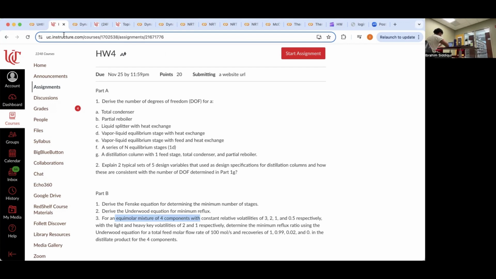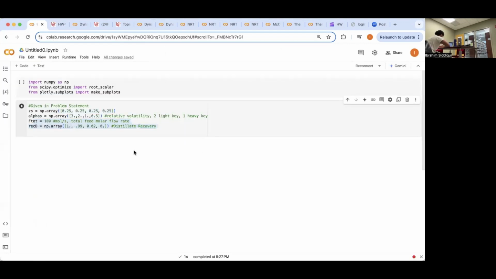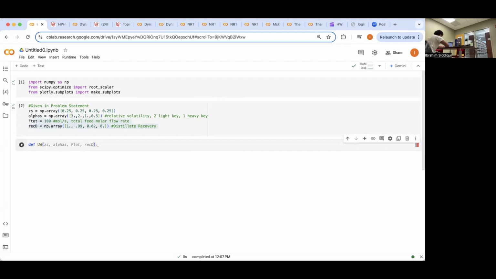All right, so let's go ahead and start our code. Let me go ahead and run all of this. Okay, so we're first going to want to start by defining our Underwood equation. And for this, essentially, we're going to be using theta. We're also going to want to return this value, but we're not just returning data here.